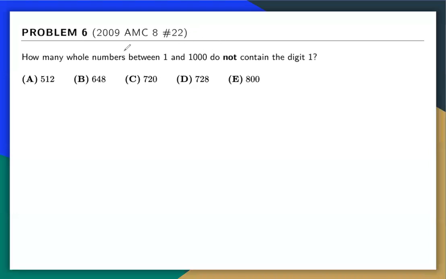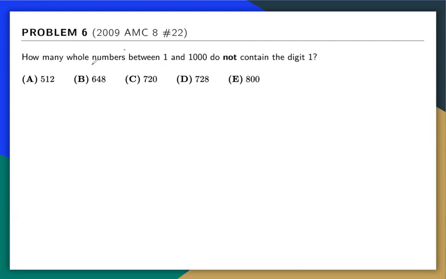Number six is 2009 AMC 12. The question says: how many whole numbers between 1 and 1000 do not contain the digit 1? When you see "at least," "does not include," or "do not contain," we usually like to find what we do not want, since that's easier to count, which we call complementary counting. But let's see if we can do this question with cases.